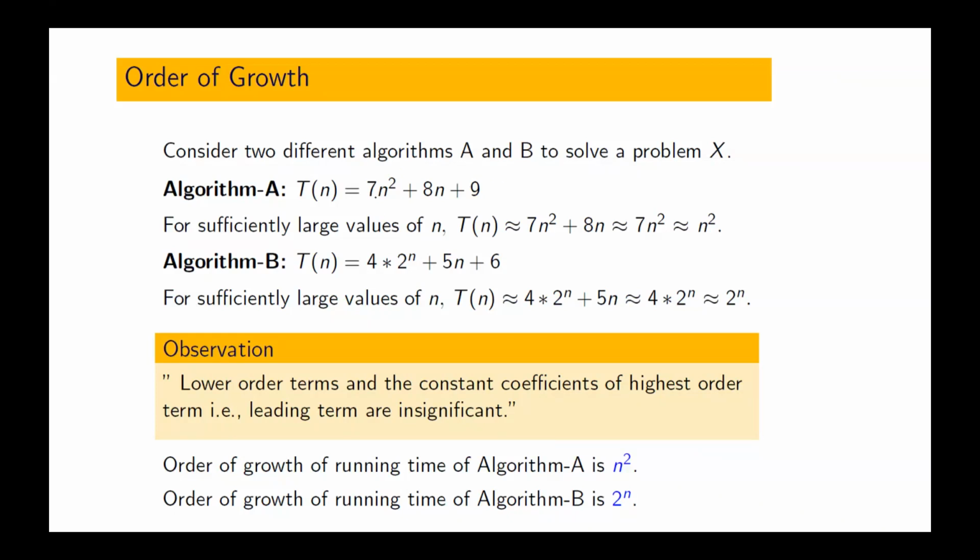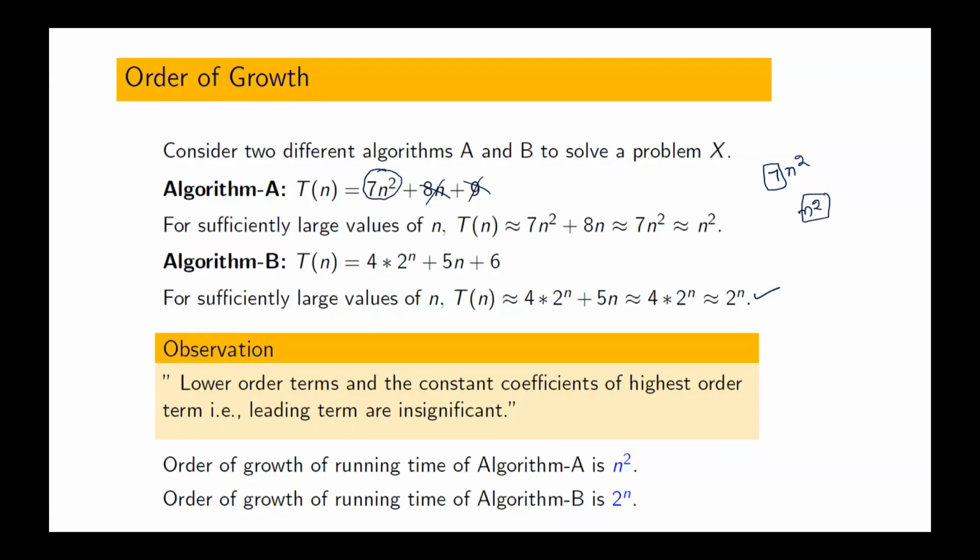For example, in this case, what is the highest order term? 7n square is the highest order term. Hence we drop the 8n and 9. Then in 7n square, 7 is the constant coefficient, so the remaining is n square. This we call order of growth or rate of growth. Similarly, in this case, the order of growth is 2 power n.